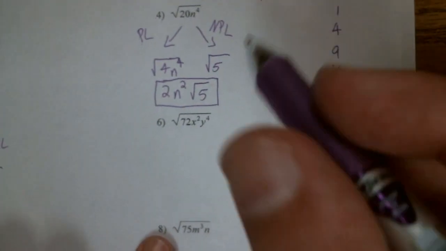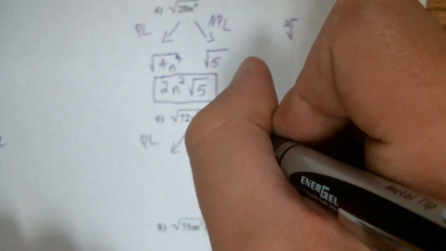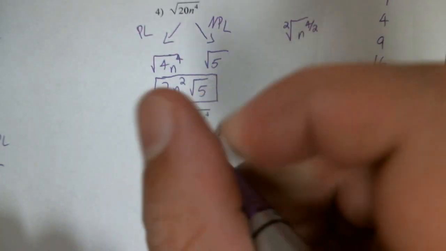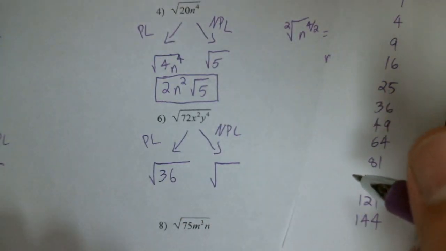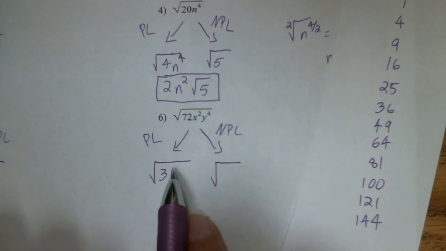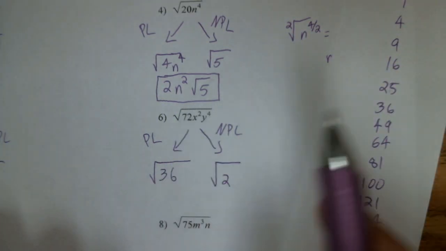Okay, so now I'm going to break this down into perfect land and non-perfect land. So 36 is the highest number. So what goes in the trash can? 72 divided by 36 is 2, because 2 times 36 is 72.